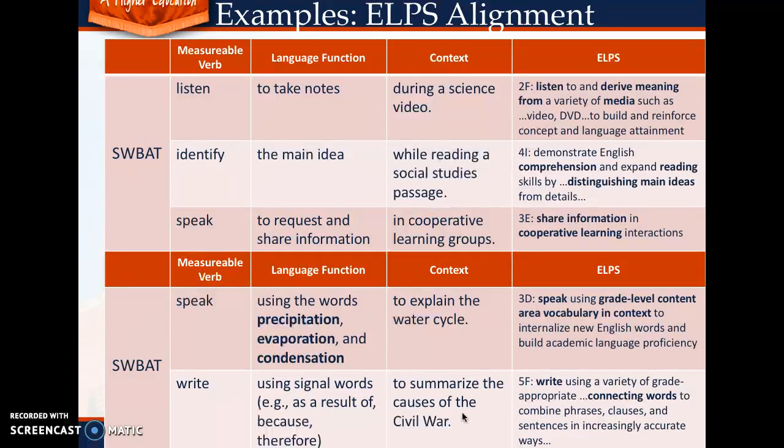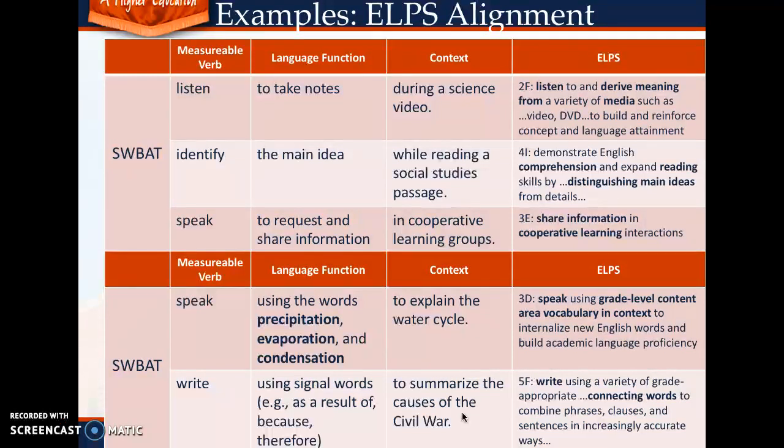Similarly, you have to identify the main idea while reading a social studies passage. And so if I were looking, I'm thinking, okay, the students are going to be reading this passage. What do I want them to be able to do language-wise? Well, I'd like for them to be able to understand it. So they're going to be reading, so let me go look at reading ELPs.